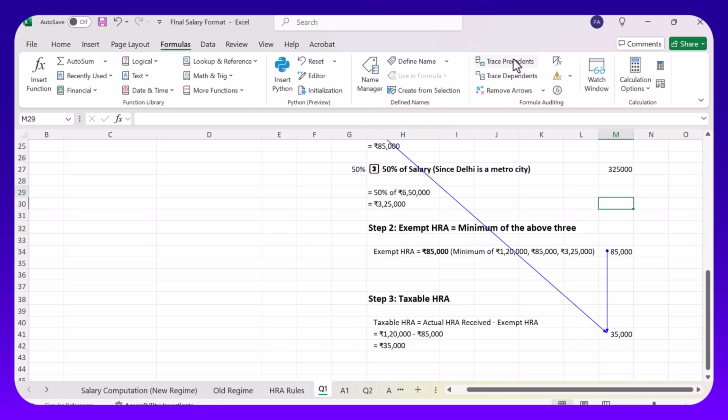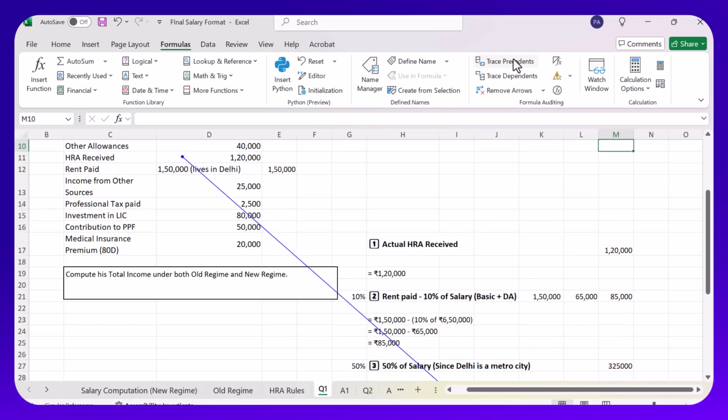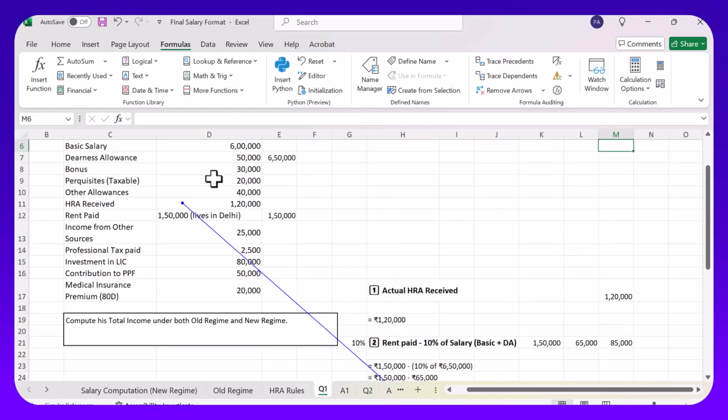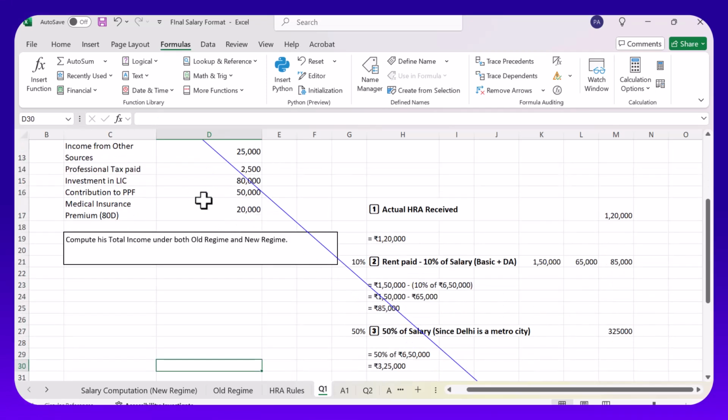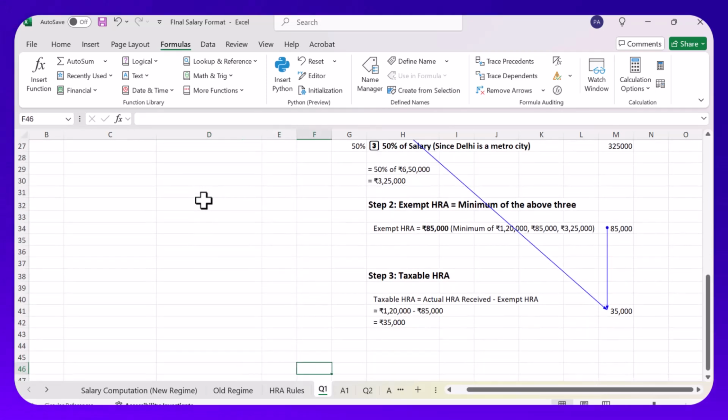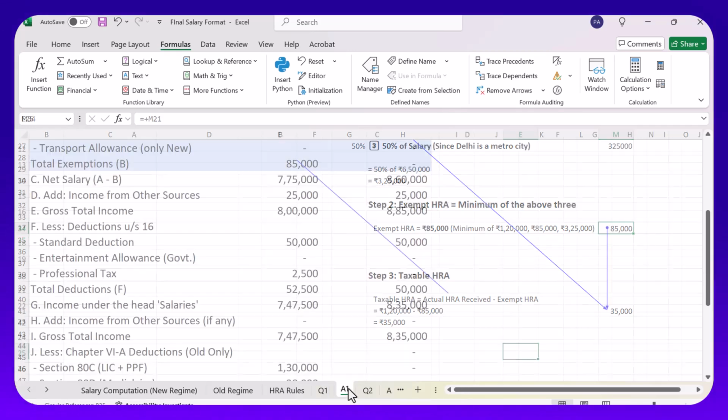This is basically the exemption, which is how much HRA you are getting from your employer, 1,20,000, and how much is taxable, 35,000, which is calculated from the least number of the three numbers. Okay, fine. So 85,000 is the least amount. That means 1,20,000 minus 85,000, so 35,000 will become taxable in your hands. How much is exempt? 85,000, isn't it?